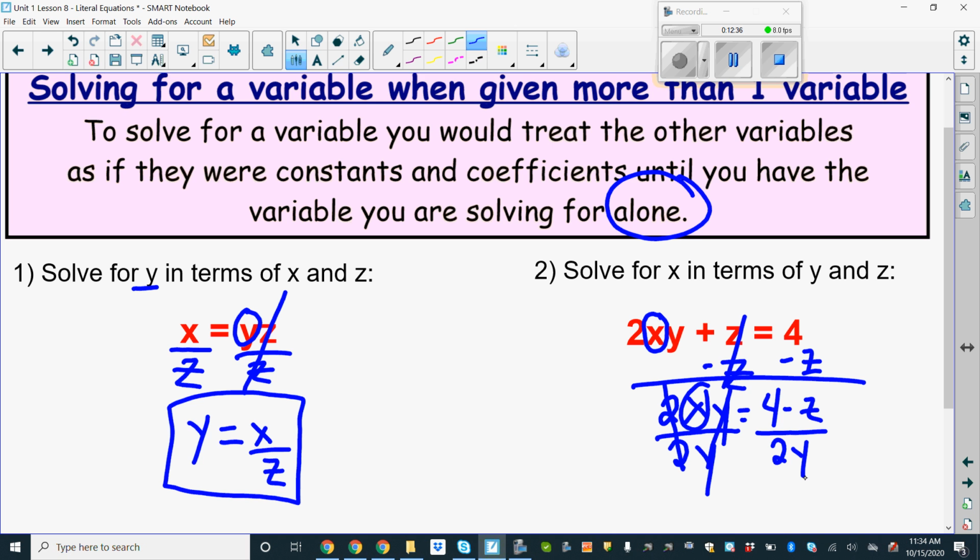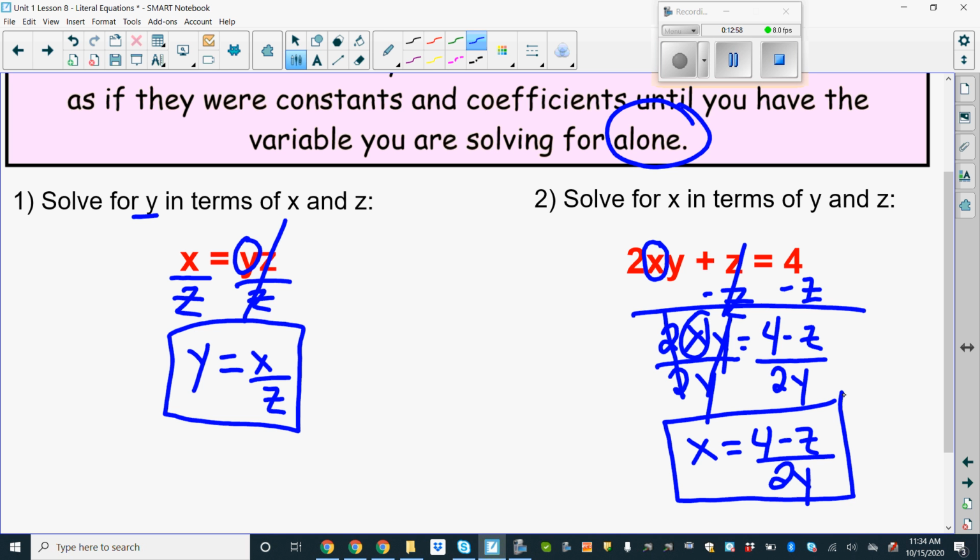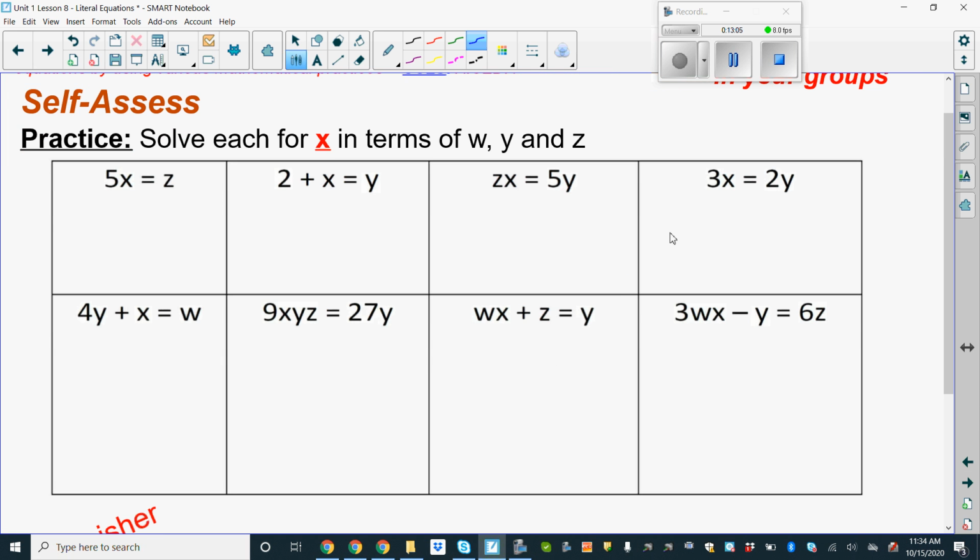And so, your final answer, you just rewrite because nothing is the same. There's no like terms, so you just leave it as x equals, which is our goal to get x and solve for x alone, equals 4 minus z. Now in the denominator we have 2y. Done. That is what x will be equal to. So we're going to do a couple of these, and then I'll have you try some on your own and then check your answer.